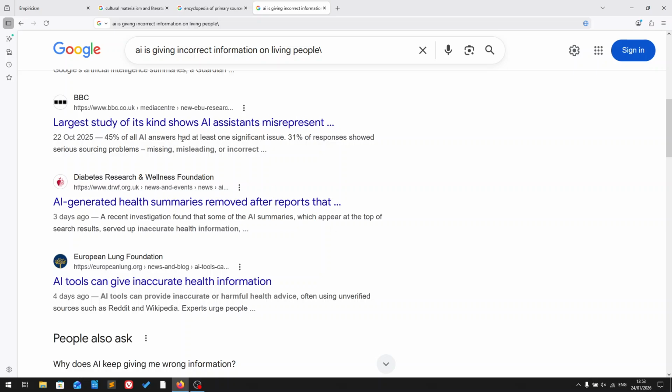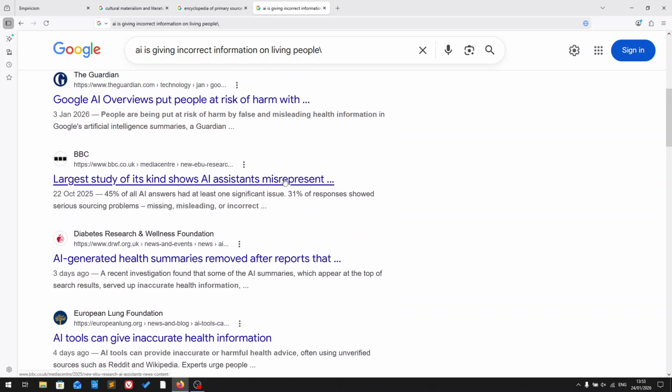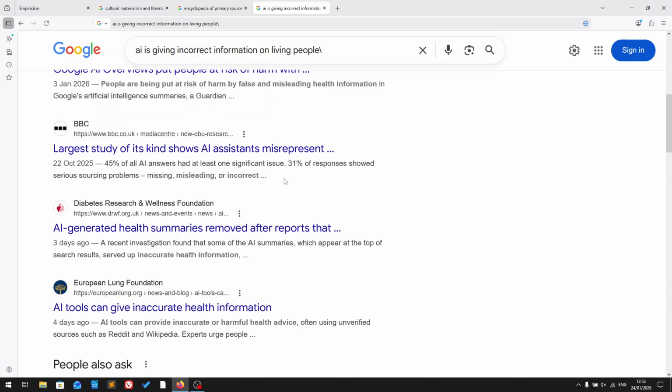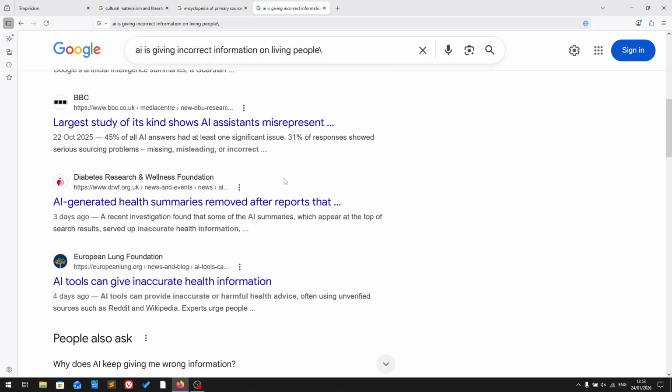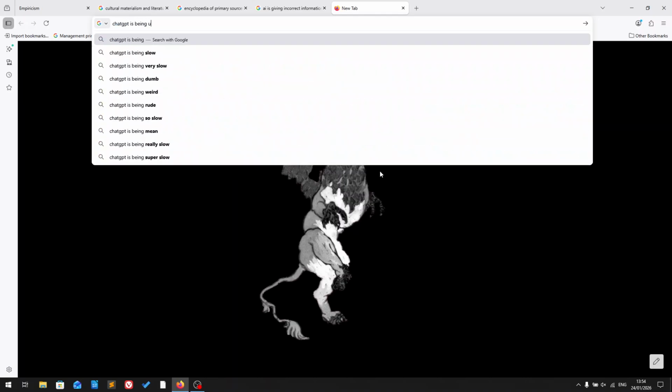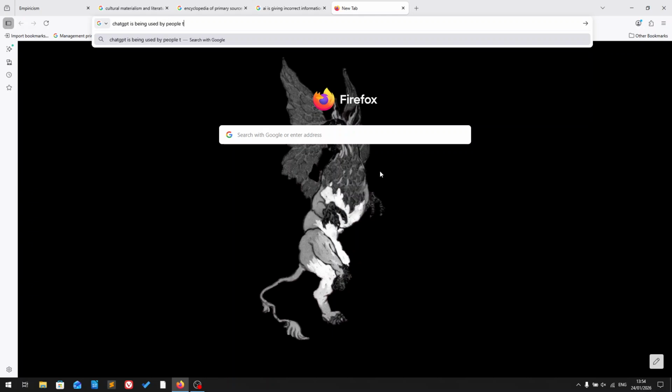So AI assistants misrepresent. Again, this is also about academia versus industry versus other stakeholders, including publishing houses, and there's so much going into this that you want to take it with a pinch of salt. At the same time, I know for a fact that people... So I came across ChatGPT being used by people for what?